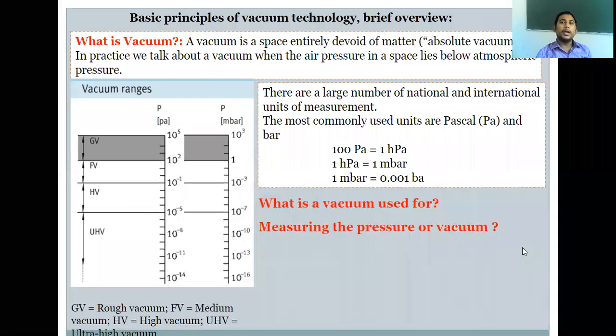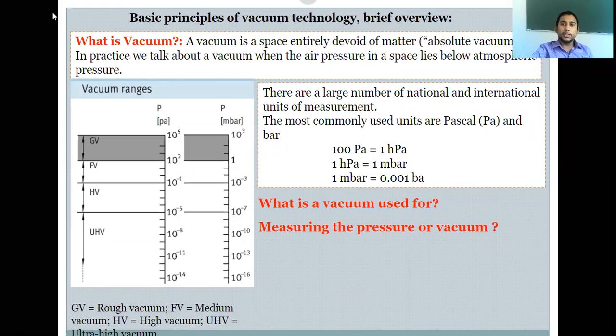Now, what are the ranges and what is the unit of vacuum? Vacuum is nothing but a pressure, and there are different kinds of units to determine it. One of the famous units is the Pascal, the unit to measure pressure. In nanoscience and nanotechnology, whenever we need to measure a vacuum, we use the bar unit, the millibar unit.